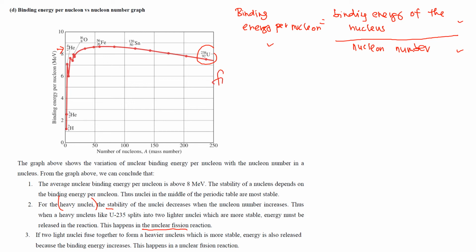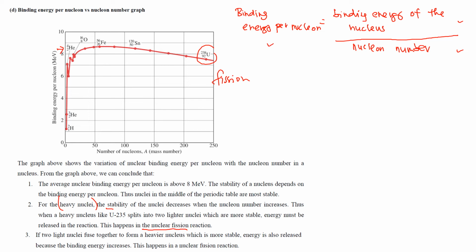Okay, so dekat sini berlaku fission sebab dia berat. Okay, sebab dia adalah nukleus yang berat, so it will break into two or more nuclei to become more stable. So this is what you need to understand. Dulu kita belajar kenapa dia belah je.